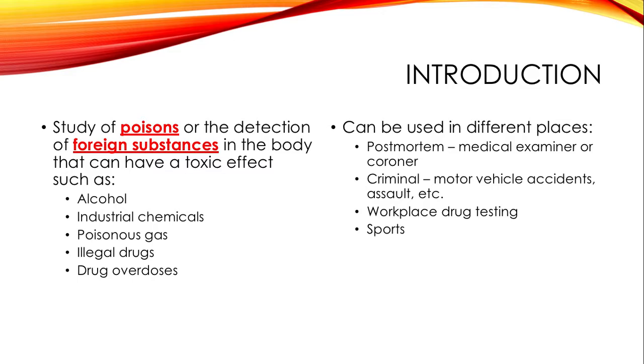Now, this can be used in different places. One most often is post-mortem. So if somebody has died, the medical examiner or the coroner will look at the body and try to determine if there were drugs in the system or a drug overdose could have caused the death. It is used in criminal cases such as motor vehicle accidents, assaults, trying to see if somebody was under the influence, workplace drug testing, right? Many jobs require you to get drug tested before you work there or during your work time. And then sports is also commonly with performance enhancing drugs.